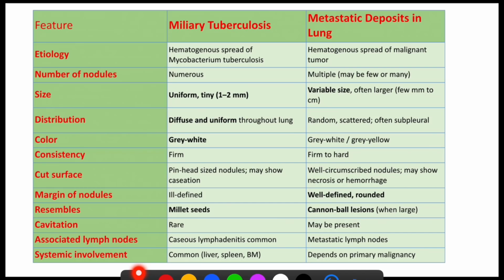Now, what is the difference between miliary and metastatic deposit? We have already discussed the size difference: here it is 1 to 2 mm, here it is variable size, and this has a cannonball appearance, whereas here it is millet seed. This is metastatic spread, and in the metastatic lymph node, associated caseating lymphadenitis is there.